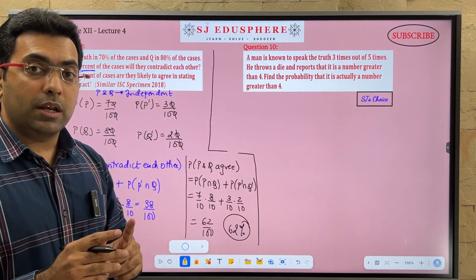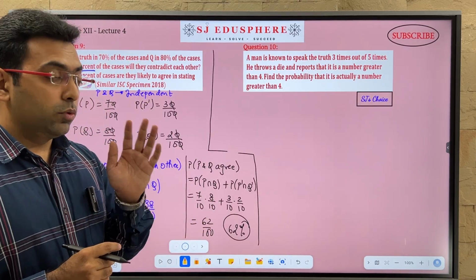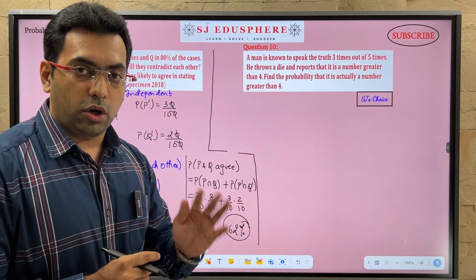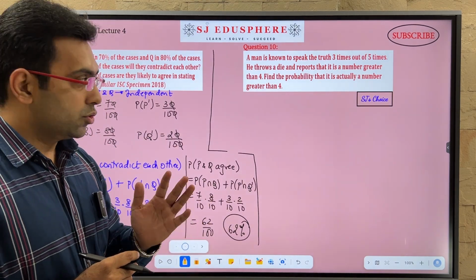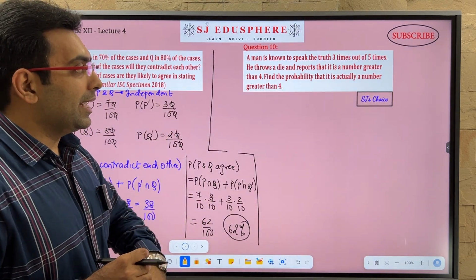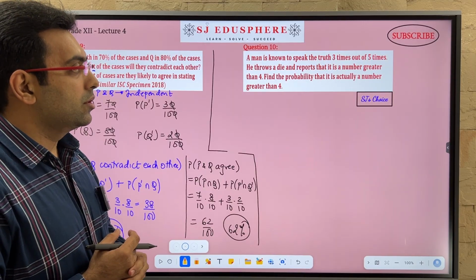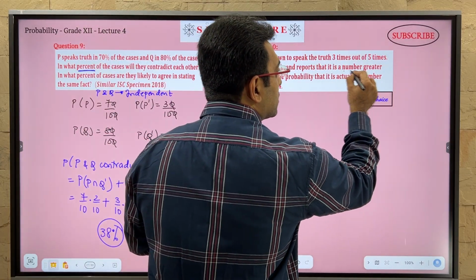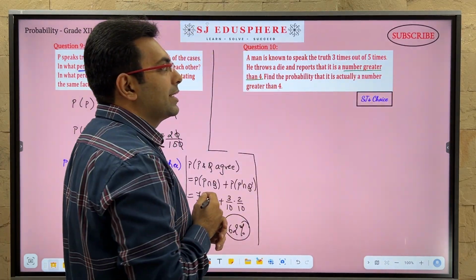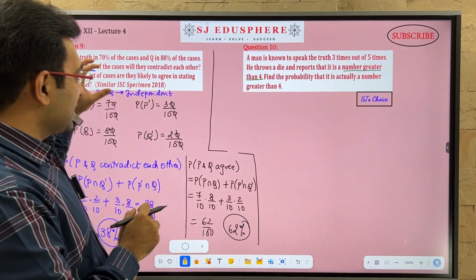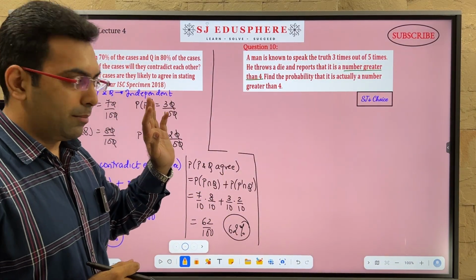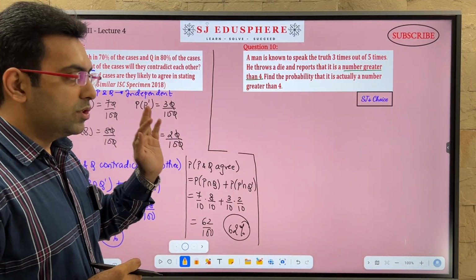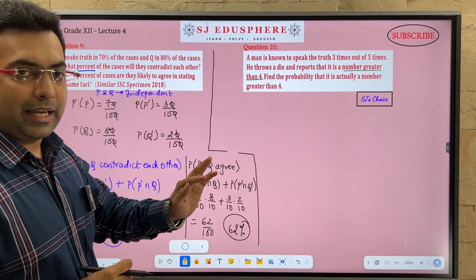What is your step number 1? You will throw the die. You will look at the sum and then you will decide whether you are speaking the truth or not. So looking at the die, find the probability that it is actually a number greater than 4 where the person has reported that it is greater than 4. So understand the difference between the two sums. Okay. So I have to define E1, E2, which is my step 1 and my interest area.